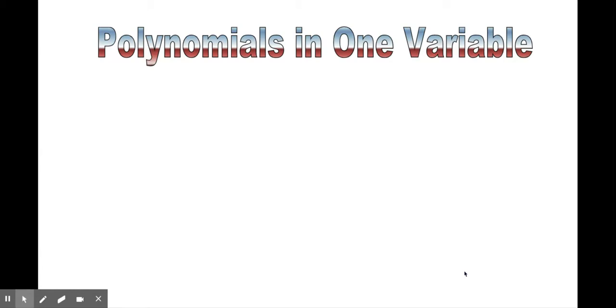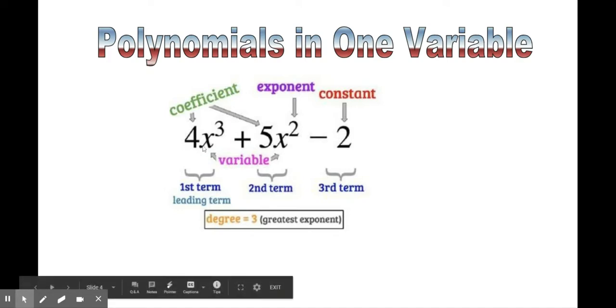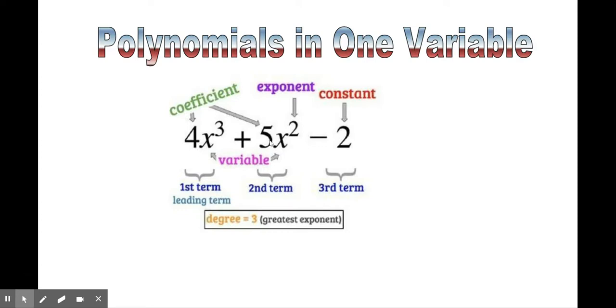Polynomials in one variable will remain our focus throughout the lesson. So we have a polynomial 4x cubed plus 5x squared minus 2. In this, we have only the variable x being a part of the polynomial. So the coefficients are 4 and 5, and minus 2 is actually a constant term. First term, second term and third term.